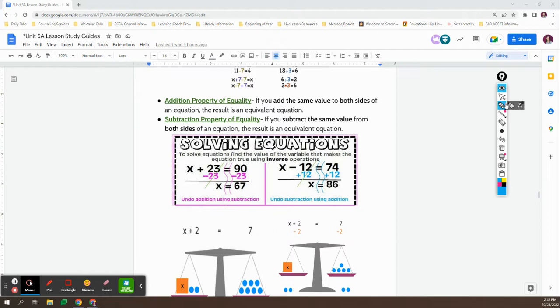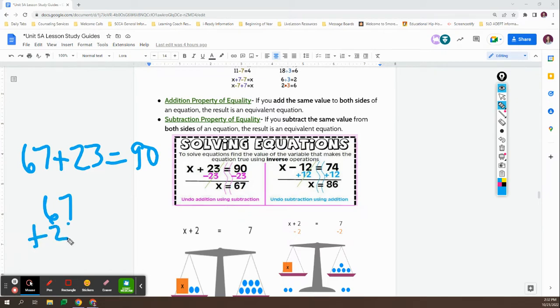So for example, for the first one, I could plug back in 67 and 67 plus 23 and see if that equals 90. So I could check that. And 7 plus 3 is 10. And then 1 plus 6 plus 2 is 9. So that's right. I got x is 67. And when I plugged it back in for x, I still got the answer of 90.